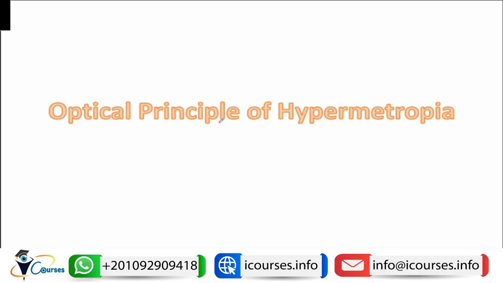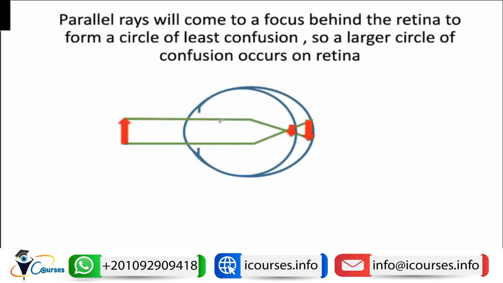So what are the optical principles of hypermetropia? If we have parallel light rays coming from an object in front of the eye, they will form a circle of least confusion. This is the emmetropic eye, and the circle of least confusion will be made on the retina. So this should be the focus of the normal eye.